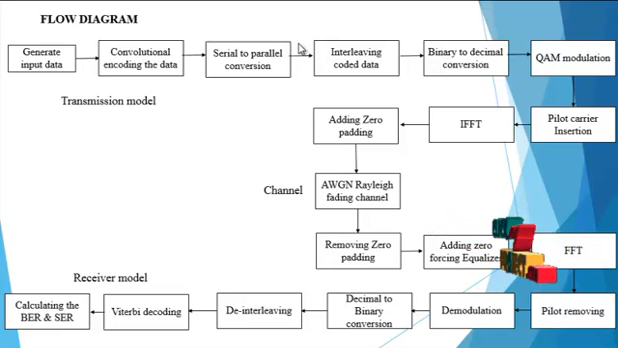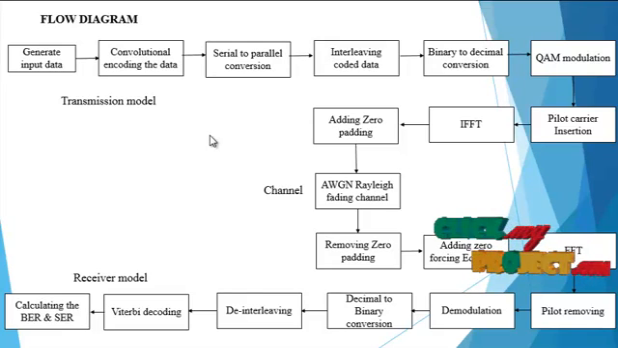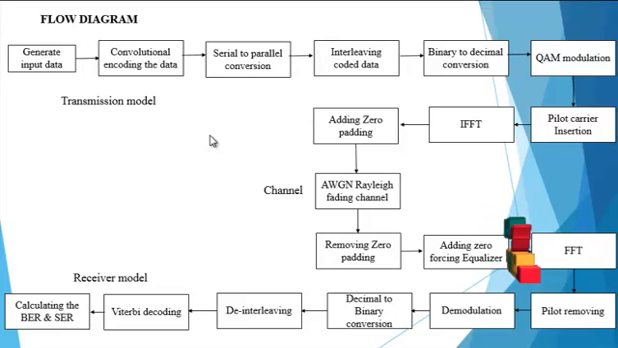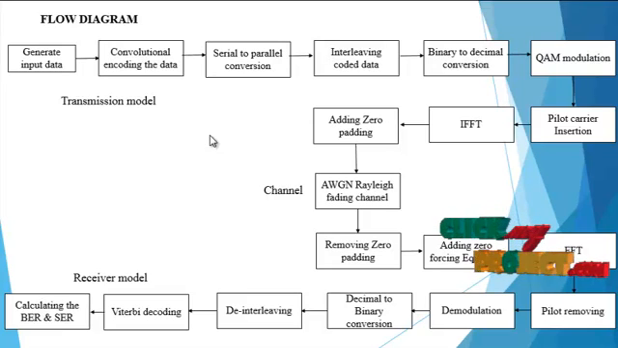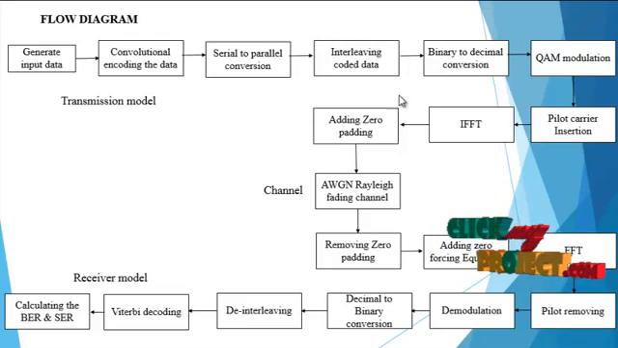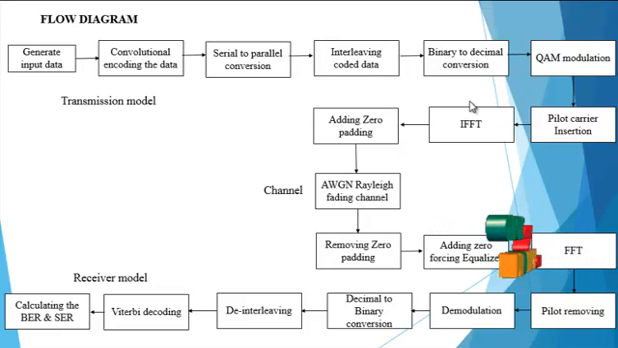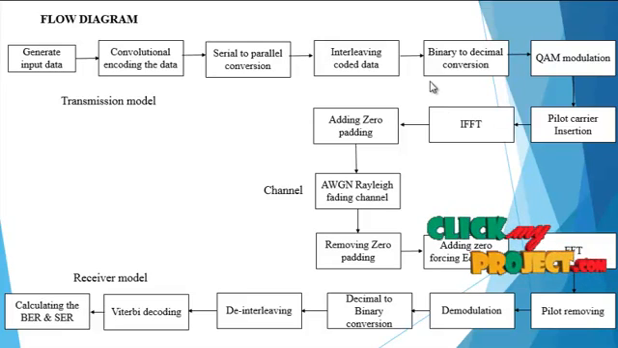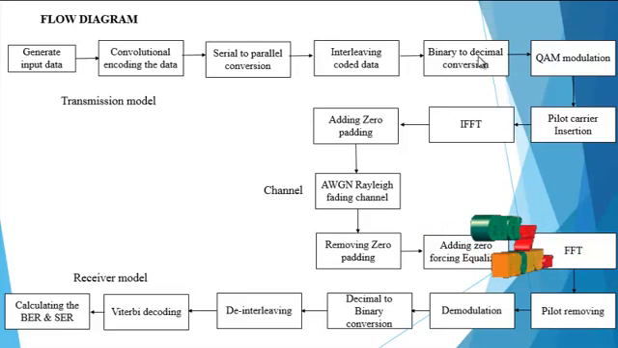serial to parallel conversion. In this case one input gets converted to many outputs, that is serial to parallel conversion, and then the coded data is interleaved. The output becomes the input to the interleaving of coded data, and then binary to decimal conversion. In this process the values in binary number are converted into decimal.